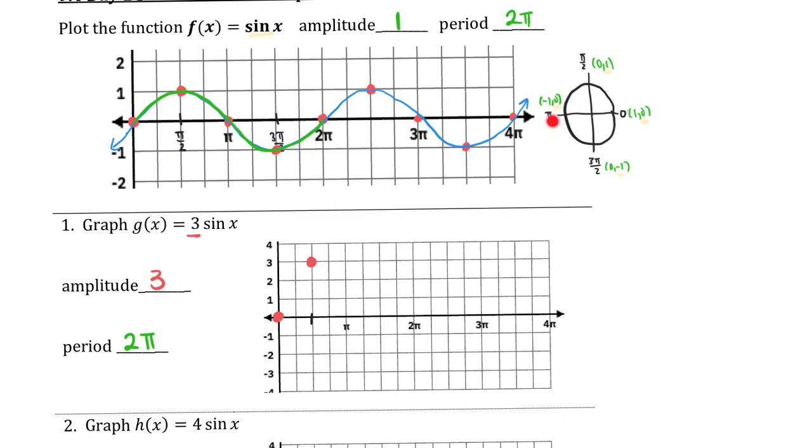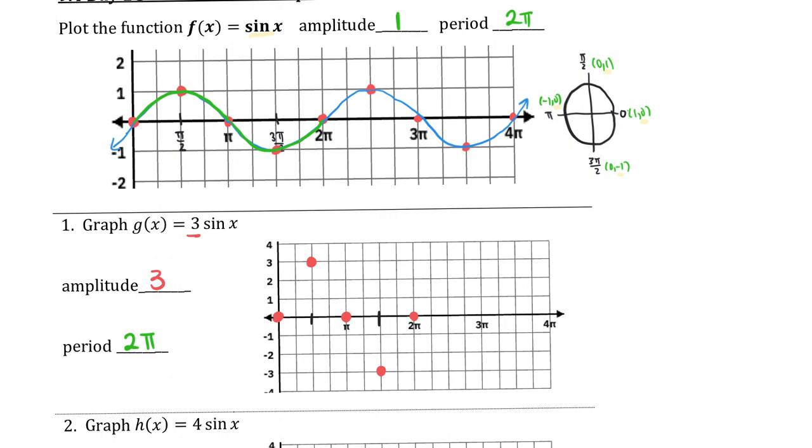When I get to pi, the sine is back to 0. When I get to 3 pi over 2, it goes to negative 1. And that's between pi and 2 pi. But there's a stretch of 3, or the amplitude's 3, so it's actually going to go down 3. Okay, and then when I go to 2 pi, I go back to 0 because that's one period of the graph. Okay, so that's one period of my graph right there.